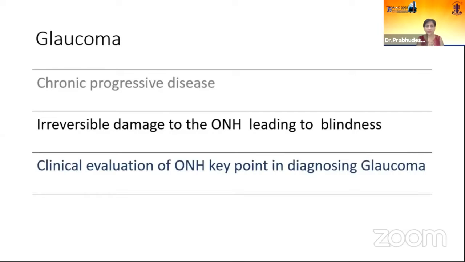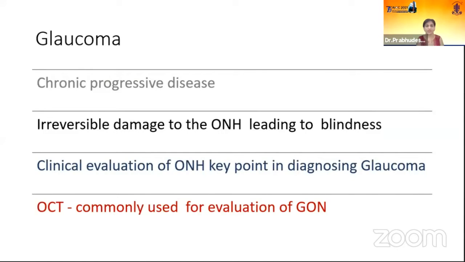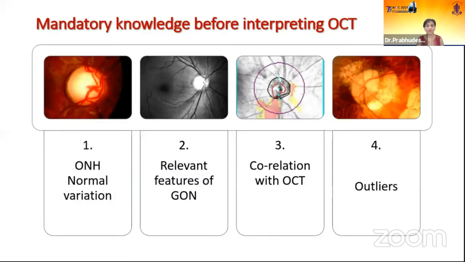Glaucoma, we know, is a chronic progressive disease. There is irreversible damage to the optic nerve head, which leads to blindness. Hence, clinical evaluation of ONH is a key point in diagnosing glaucoma. And nowadays, OCT is commonly used for evaluation of this glaucomatous optic neuropathy. We should have mandatory knowledge before interpreting any OCT, and that is optic nerve head normal variation, relevant features of glaucomatous optic neuropathy, correlation with OCT, and outliers if there are any.